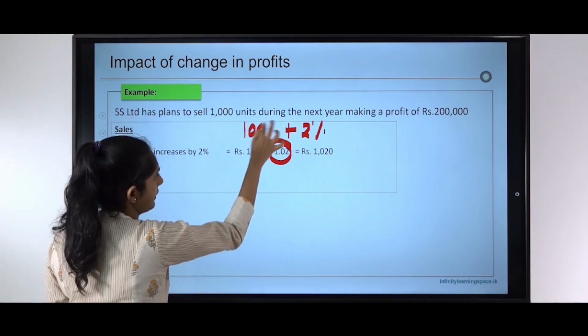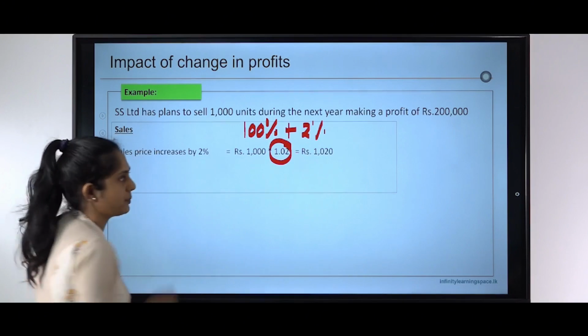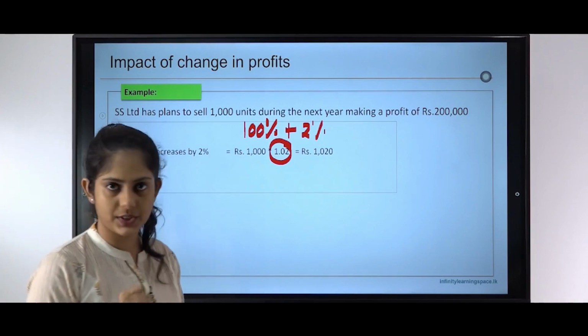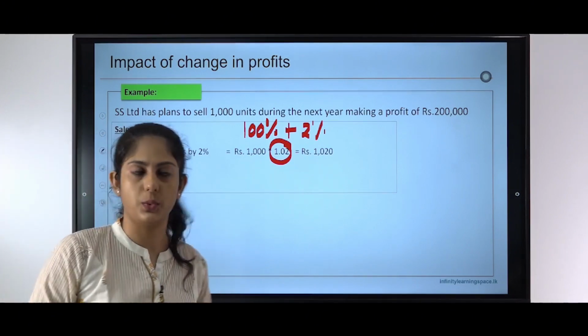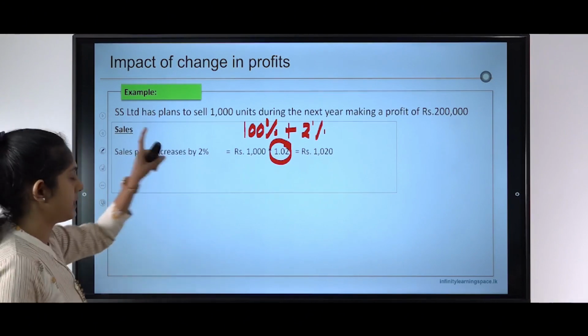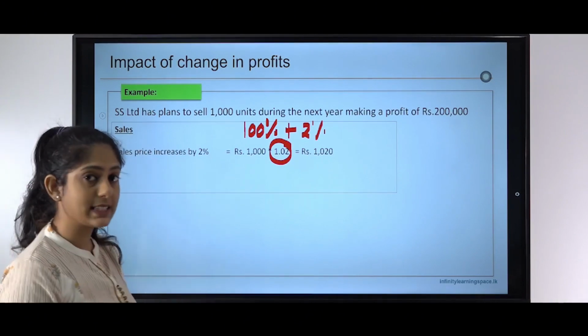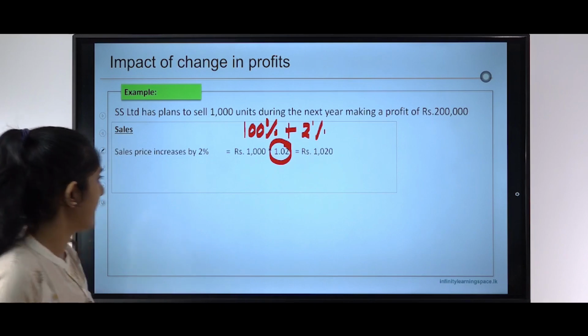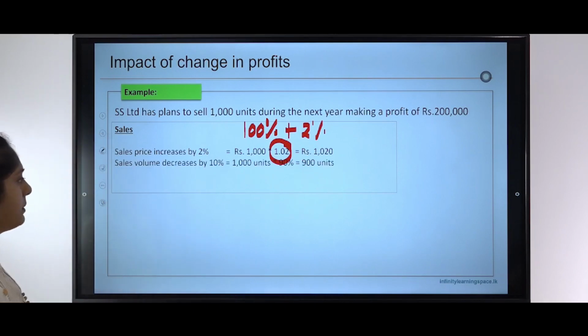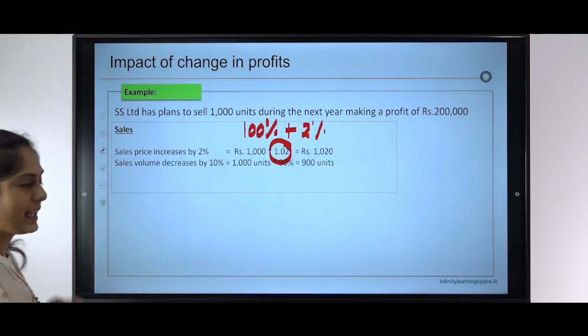So you can say 100% plus 2%. But we know the shorter form is to just say 1.02, right? So 1.02 into 1000, the new price is 1020. Then volume, they said decreases by 10%.